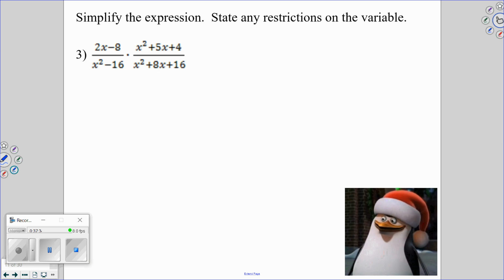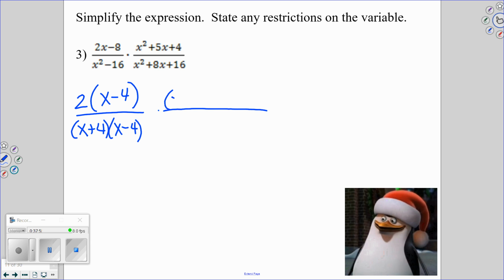All right, guys, let's go through this. Please do not shout everything out at once. Let's make sure everybody's okay. So on the top, taking out a 2. On the bottom, that's difference of squares, x plus 4, x minus 4. On the top, x plus 4, x plus 1. And on the bottom, x plus 4, x plus 4. All right, step 2 is restrictions. So x is not allowed to be plus or minus 4. That's it.